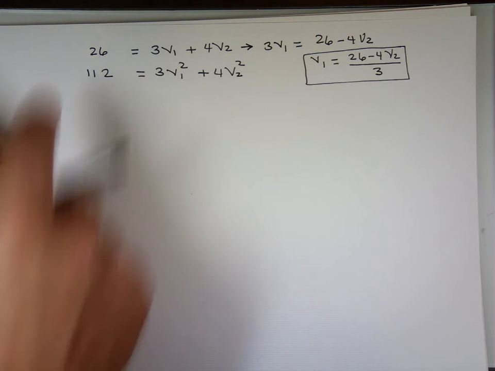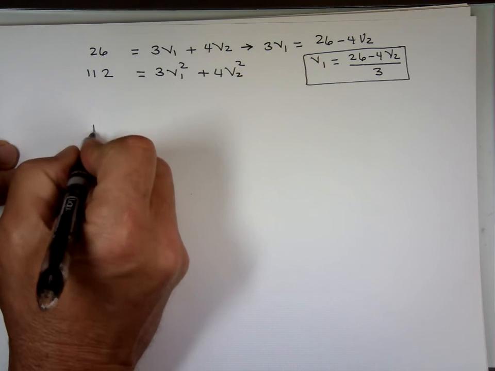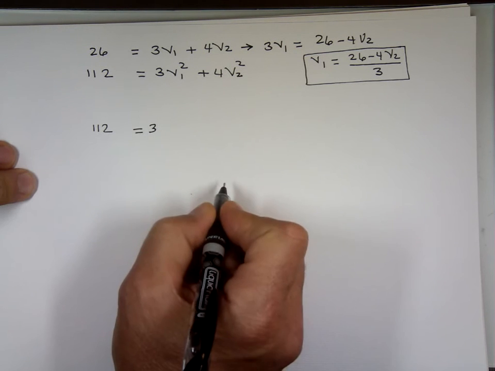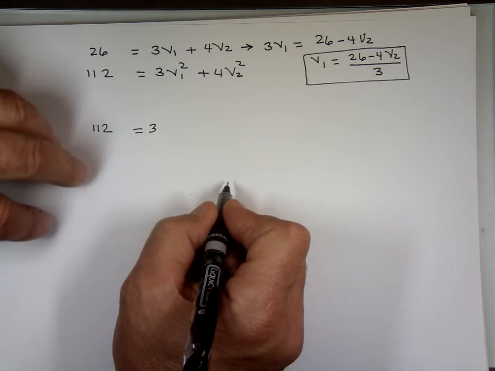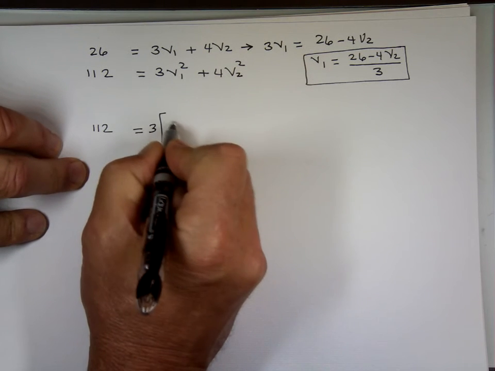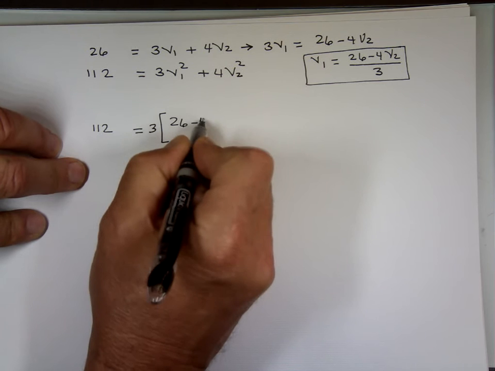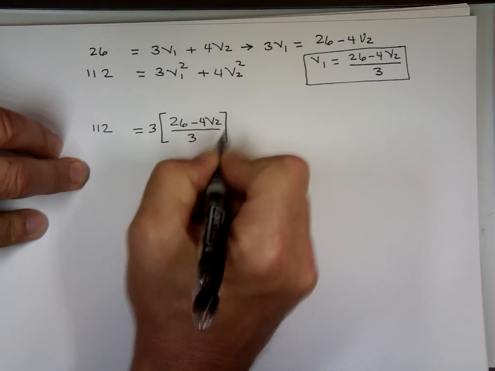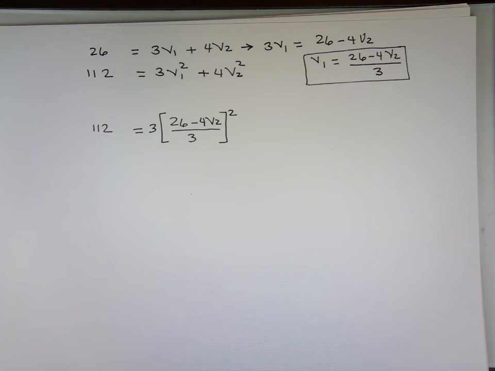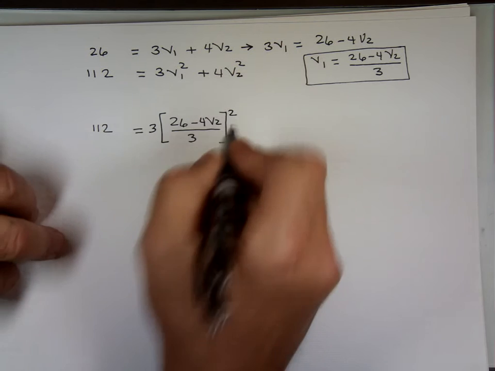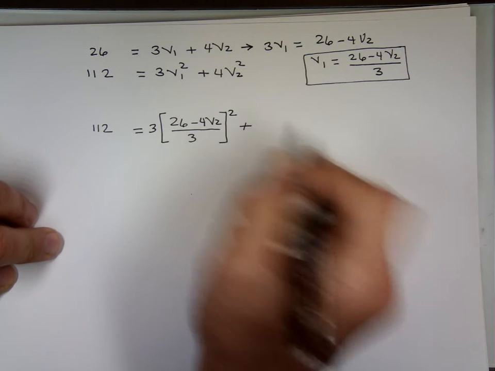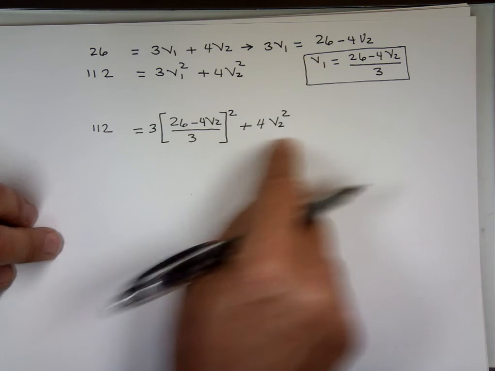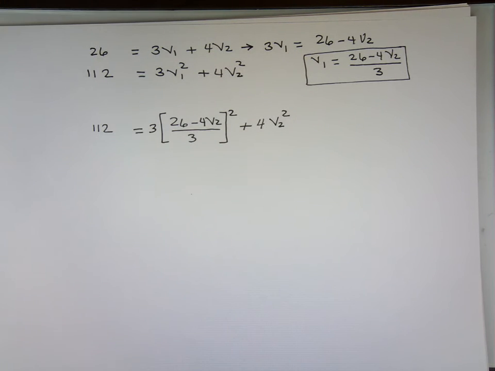Now let's take this one and plug it in. 3 times, in place of v1, let me write what v1 is. v1 is 26 minus 4v2 divided by 3, and you're going to square it now, plus 4 times v2 squared. Now you can see there's only one unknown. If I can simplify the math, I'll be in good shape.